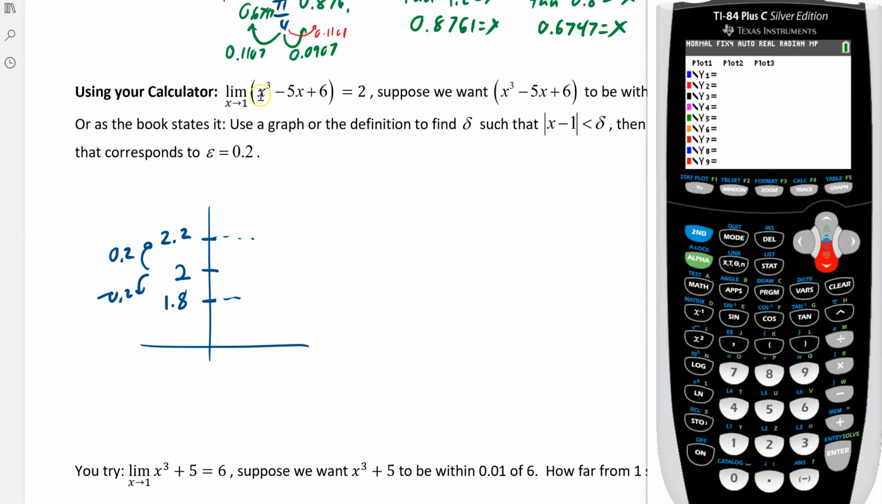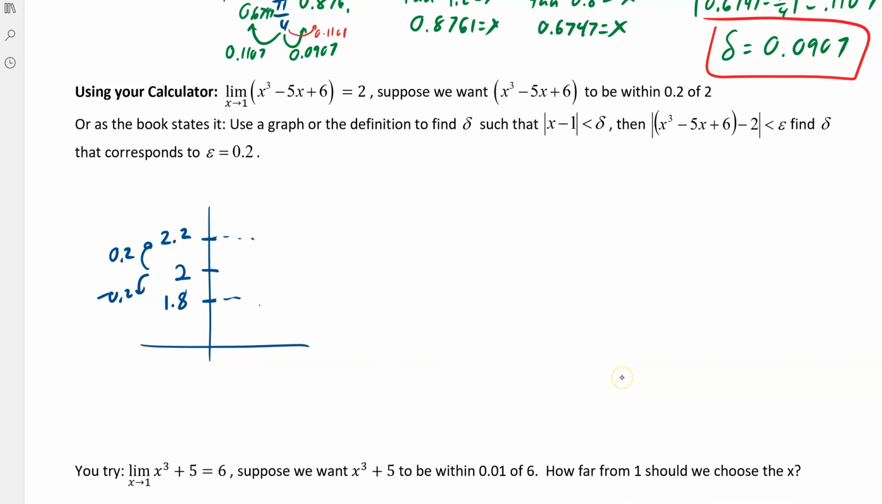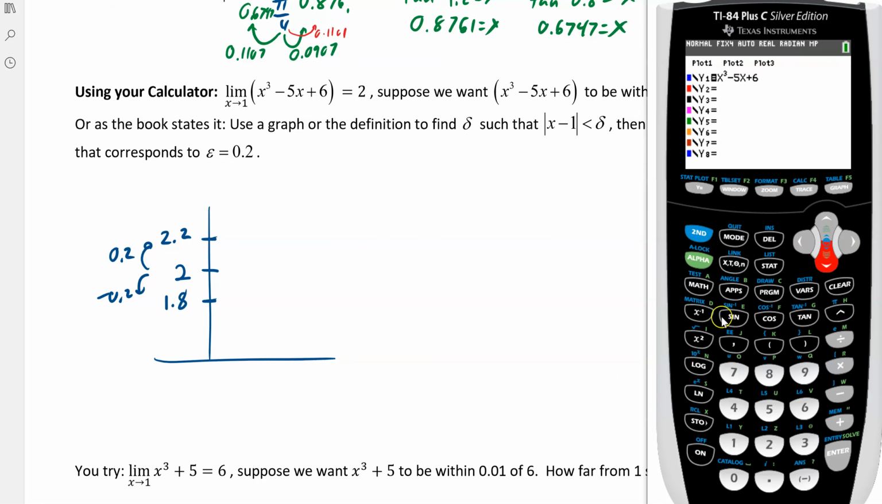Okay, so our f of x is x cubed minus 5x. We've got to put that in: x cubed minus 5x plus 6. And then the other y values that we're going to be drawing those lines across, because remember, it's going to be some function here, and we're going to draw the lines across. So we're going to plug them in as well. So 1.8 and 2.2. So 2.2, enter. 1.8.